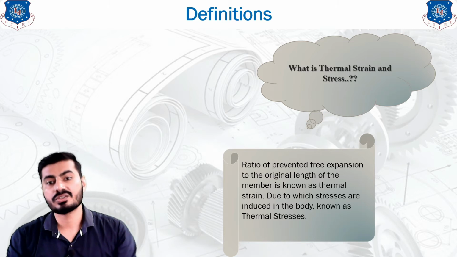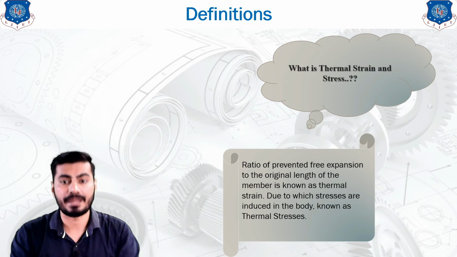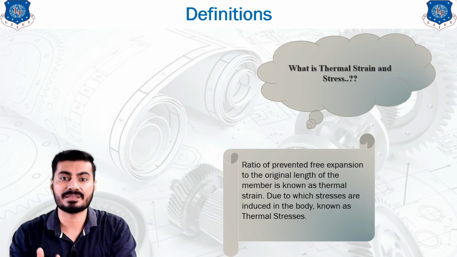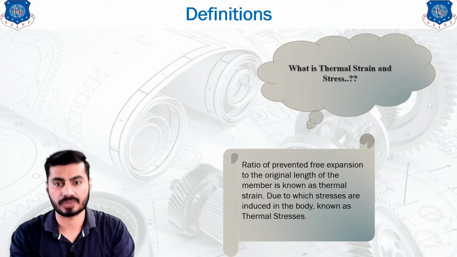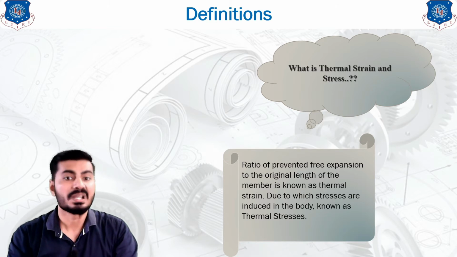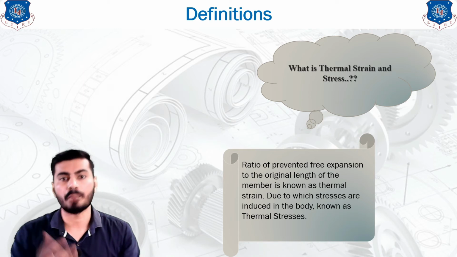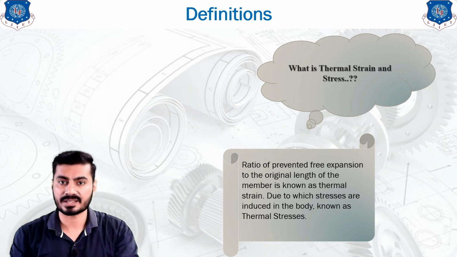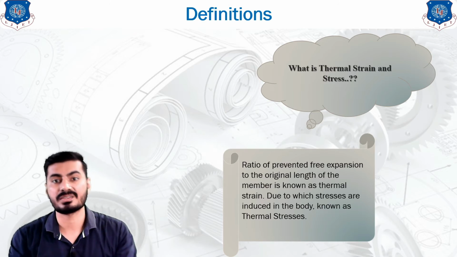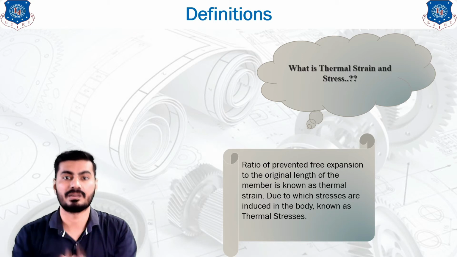So the ratio of the prevented free expansion to the original length of the member is known as thermal strain. This is the basic definition of the normal strain. This is due to the thermal variation, and that's why this is known as thermal strain, due to which the stresses are generated in the body. If you prevent the natural expansion, then the body will resist that prevention, and that's why the stresses will be generated, and those stresses are known as the thermal stress.